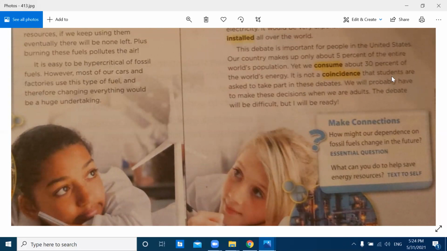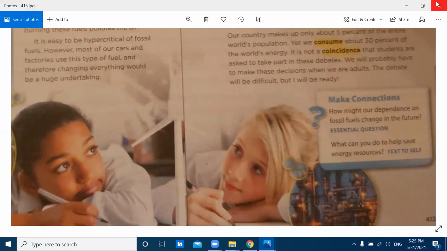It's not a coincidence that students are asked to take part in these debates. So it's not by chance. It's not someone didn't plan for this to happen. No, people plan. It's not a coincidence. People plan for people to start talking about different energy sources because they're going to have to make these decisions later. As they get older, they're going to find that less and less fossil fuels will be available, and they're going to have to make decisions on what type of energy that they're going to use. The debate will be difficult, but I will be ready. She is doing her research. She's learned about fossil fuels. She's learned about wind energy, and she will be ready to participate in the debate no matter which side he tells her she's on. Okay?